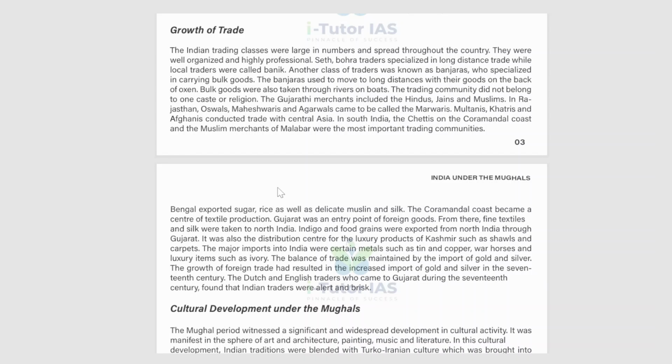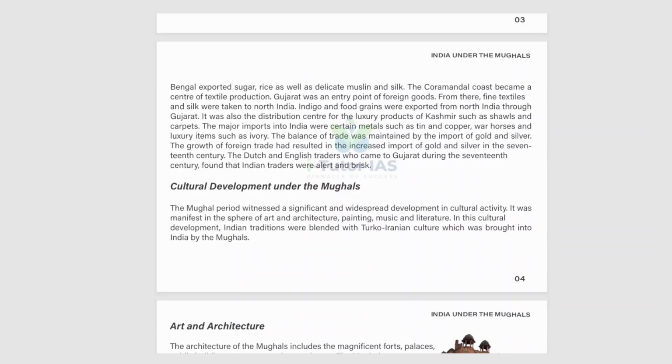and in Rajasthan, Oswals, Maheshwaris, and Agarwals came to be called the Marwaris. And Multanis, Khatris, and Afghanis conducted trade with Central Asia. And in South India, the Chettis on the Coromandel coast and Muslim merchants of Malabar were the most important trading communities. And Bengal exported sugar, rice, as well as delicate muslin and silk.